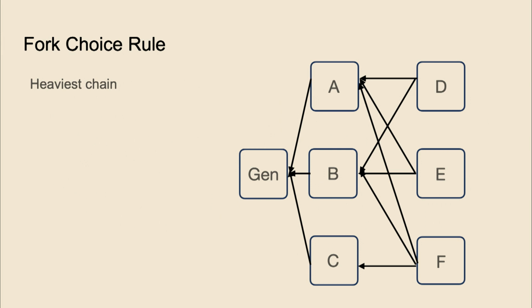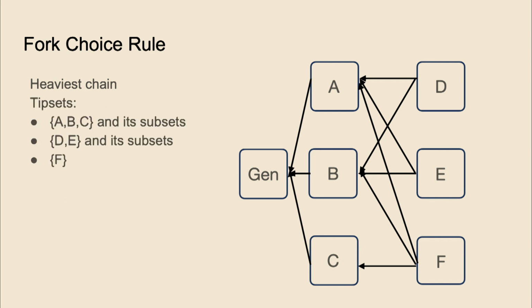So now the blockchain in expected consensus, or in Filecoin, is actually a chain of tip sets instead of a chain of blocks. And for the fork choice rule, Filecoin uses the heaviest chain rule instead of the longest chain rule like in Nakamoto consensus, where we simply count the number of blocks in the blockchain. Here, let's take a look at a slightly more complicated DAG.